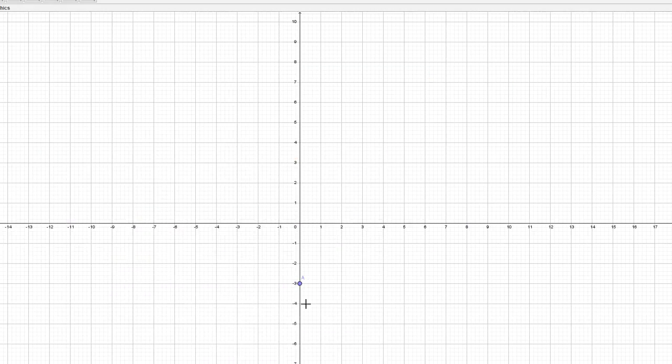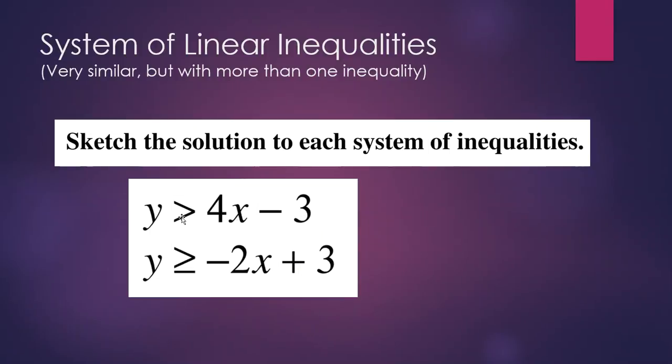So from that point, we're going to go up 1, 2, 3, 4 units and over 1, and up 1, 2, 3, 4 and over 1. And we're going to quickly be able to draw this line in. Now, if we look back at this, it was a greater than symbol. So what kind of line should we be drawing?